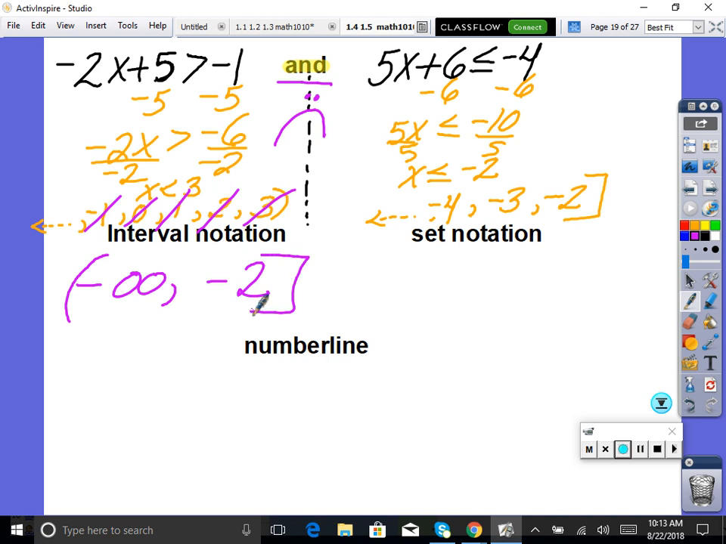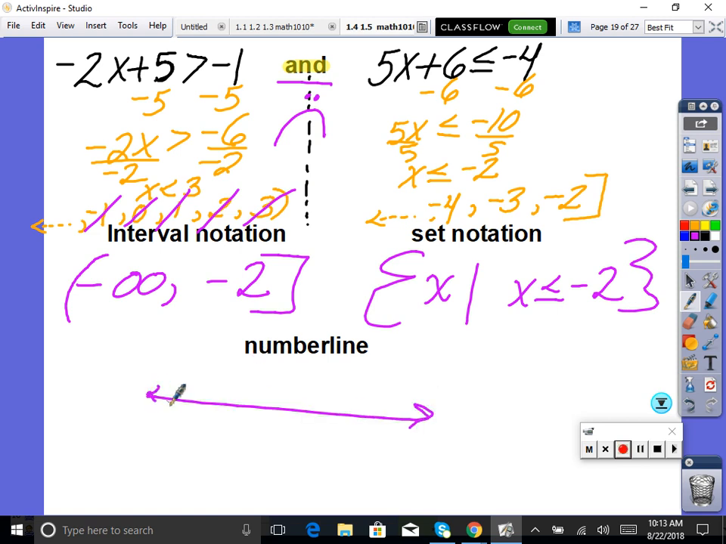So bracket. Set notation, the set for x such that, this one only had, and the answer was easy, it was any x values less than or equal to -2, because it was including -2. And on our number line, 0, -1, -2, and I'm going to use a closed circle just for kicks and giggles, and boom. Okay, we're going to do another one.